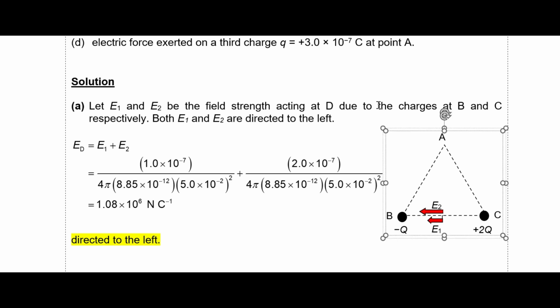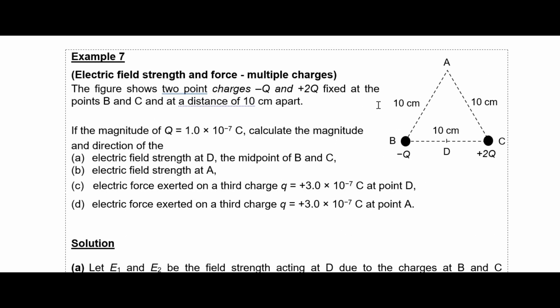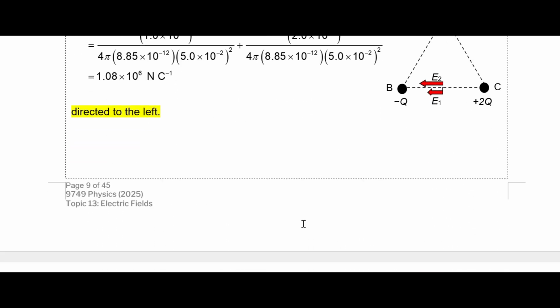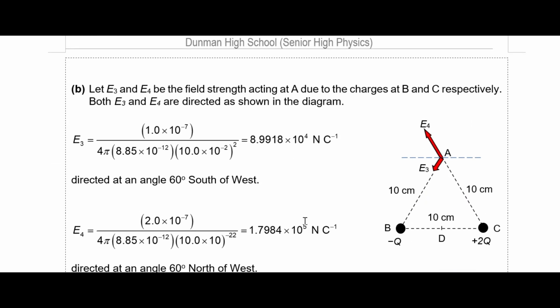Then we want to look at the second case, electric field strength at A. Now A is a bit more complex. Again, please draw the diagram. If you draw the diagram properly, it will look like that. Remember, positive charge is out and negative charge is in. So if we compare the out and in, you realize they are the same distance apart.